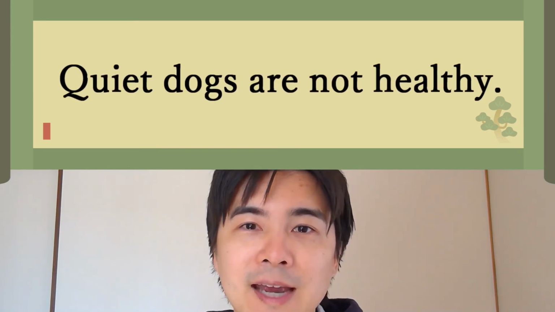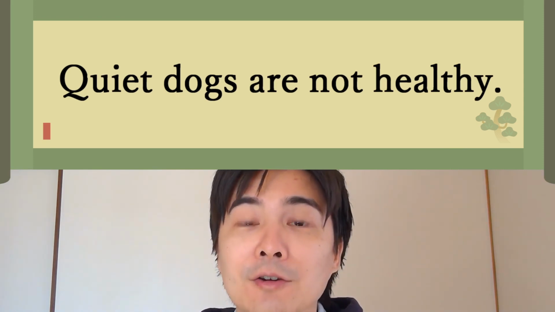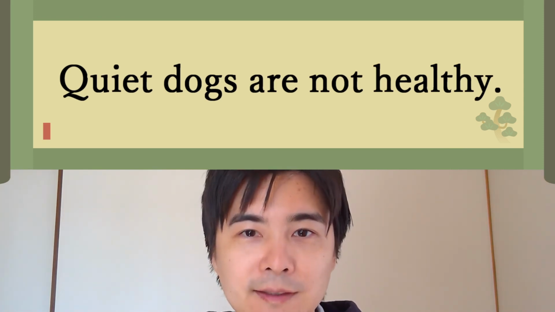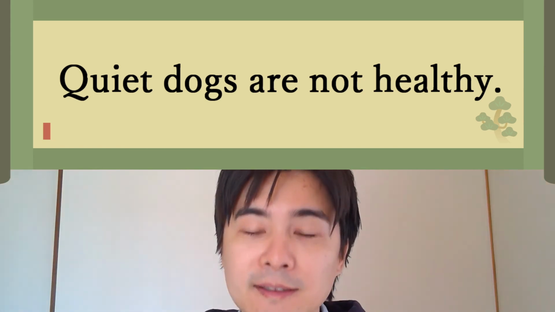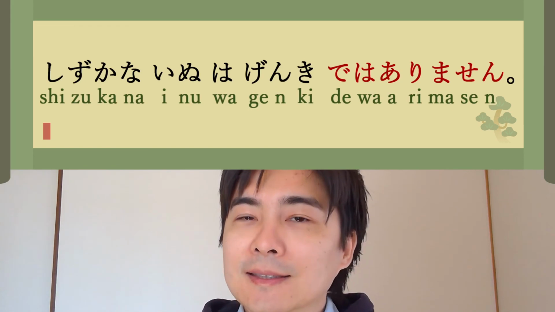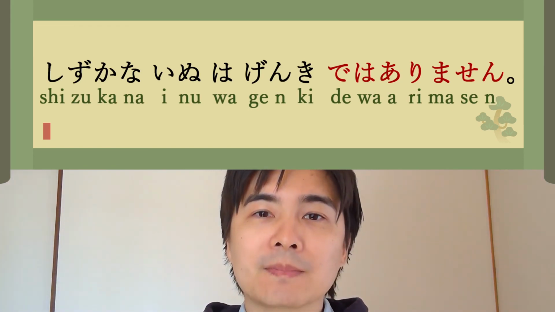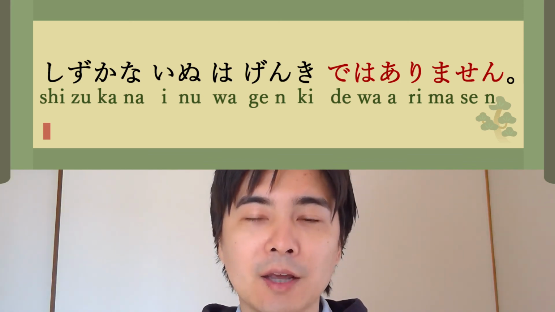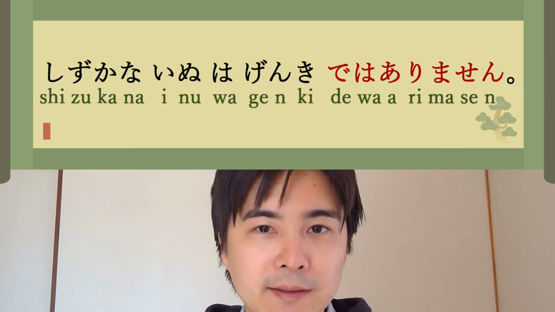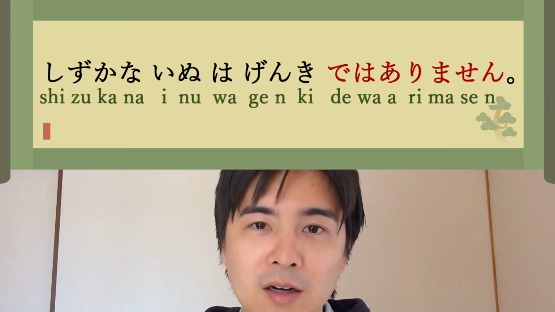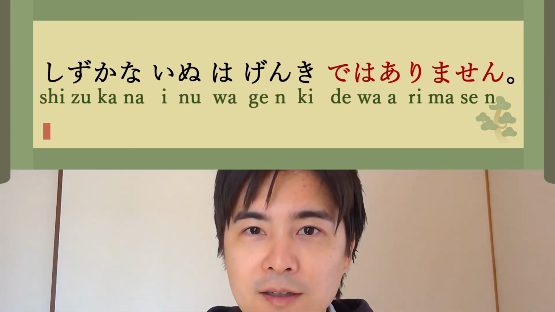Quiet dogs are not healthy. Please translate this into Japanese. Quiet dogs are not healthy. If you want to think for a while, please stop this video. The answer is 静かな犬は元気ではありません。静かな means quiet. 犬 is dog. So 静かな犬 is quiet dog.